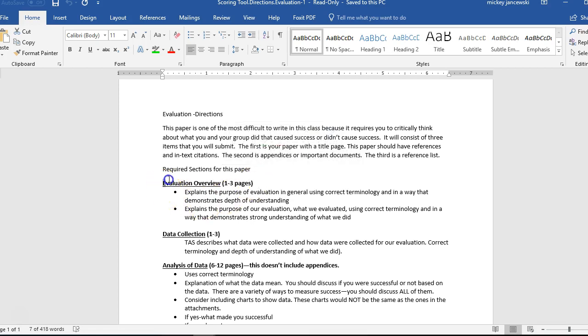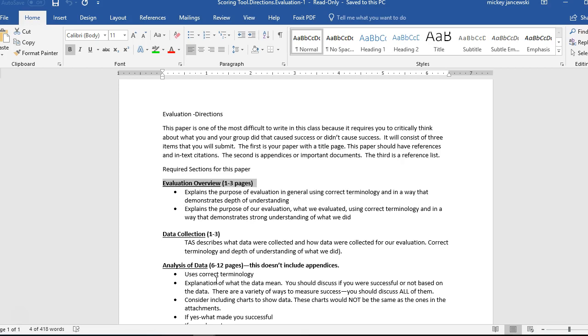So here we have the sections of your paper. I am highly recommending that you use these subtitles. This will help you organize your paper and cover what you're supposed to cover. The first section is called the Evaluation Overview, and this is going to be 1 to 3 pages. Remember, these are loose recommendations. I'm only looking at the total number of pages at the end, but this is truly what I think is going to happen in this section.